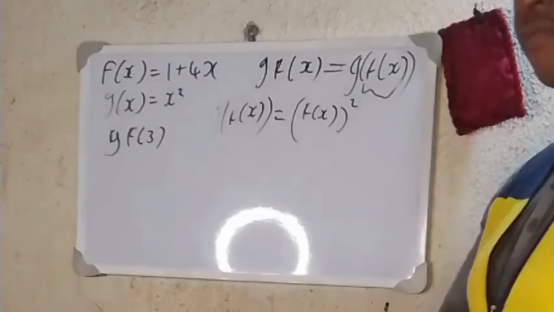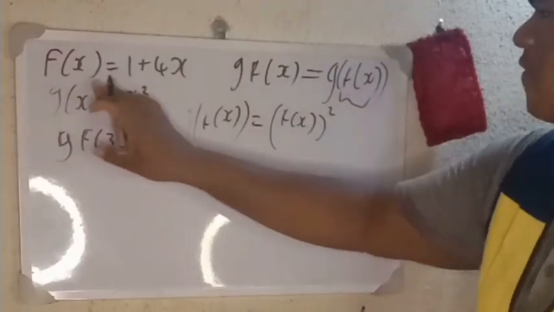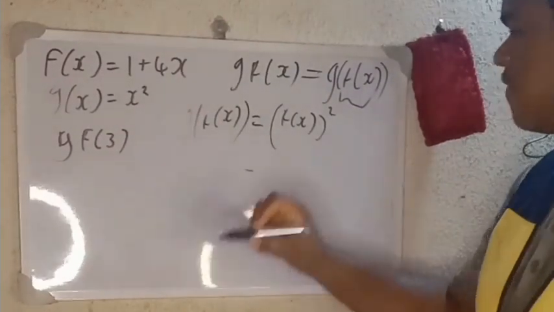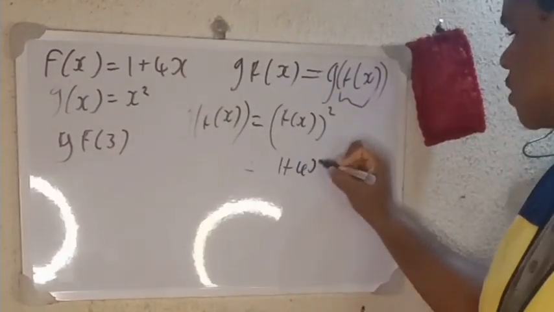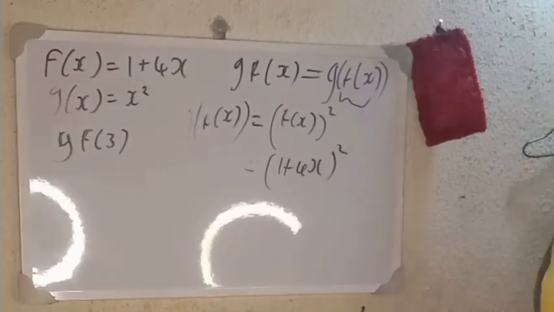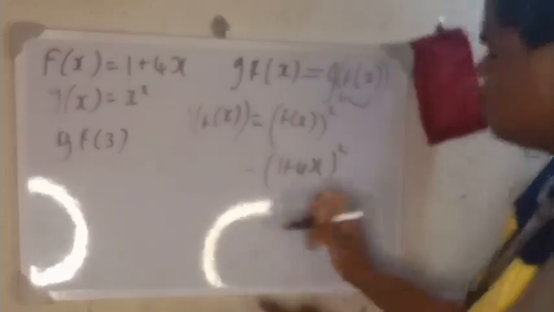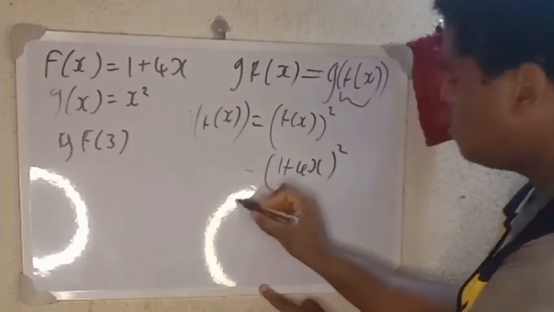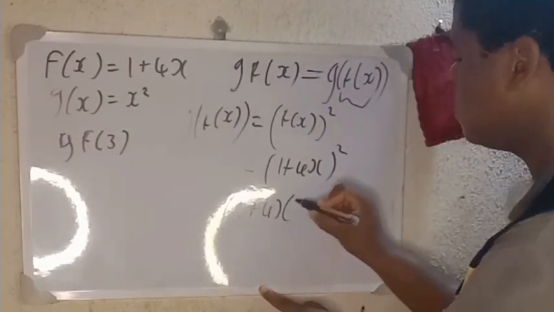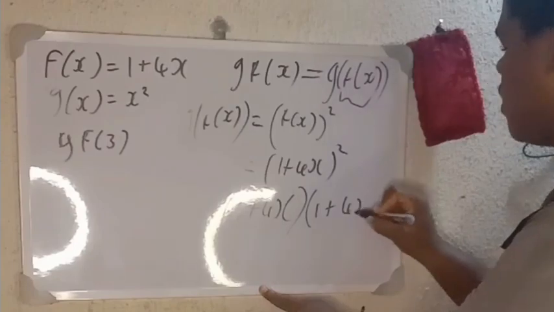I don't know if you're following me. Okay, what's f of x? f of x is equal to 1 plus 4x. So g of f of x is equal to 1 plus 4x all squared. Now this is just normal expansion. Since you have 1 plus 4x all squared, you can represent this as 1 plus 4x times 1 plus 4x.